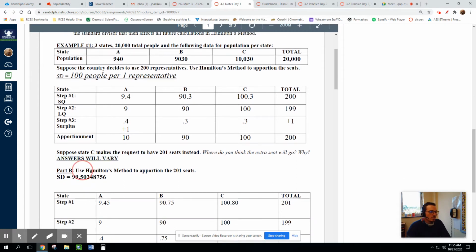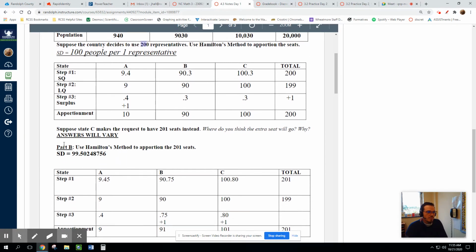And then part B, we're going to use Hamilton's method of apportionment now with 201 seats. So remember, we have to change the standard divisor because we have to do 20,000 divided by 201. So our standard divisor is no longer 100, it's 99.502. And we want to use as much of that as possible. So don't round it up to 100. If anything, you could round it to 99.5, but I would probably use a little bit more than that to be more correct. So now looking at this, here are our step one standard quotas, which add to 201.